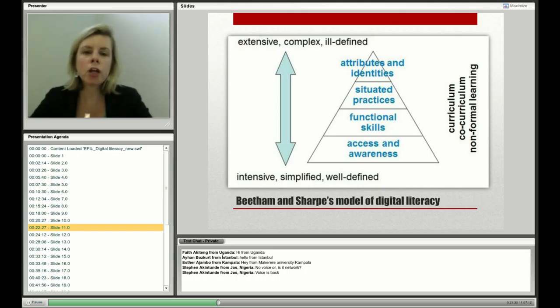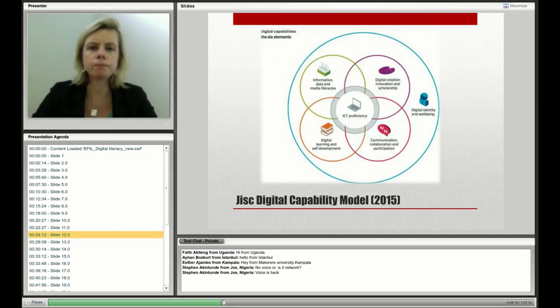I think what's also clear in this model is that at the lower end of the digital literacy abilities, they're quite well defined, what those abilities might be. And once you move up the pyramid, it will depend quite a lot on the context that somebody's working in, what the situated practices are that they need, and what their feeling about their digital identity is. This pyramid model is, I think, quite helpful in showing the way that digital literacy builds upon the functional skills as we go up the spectrum.